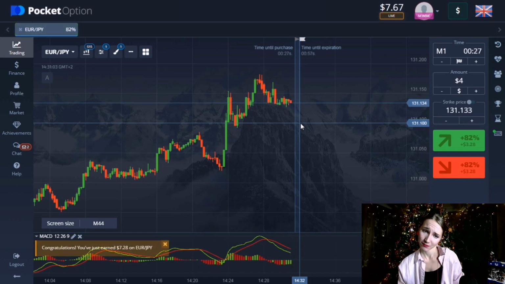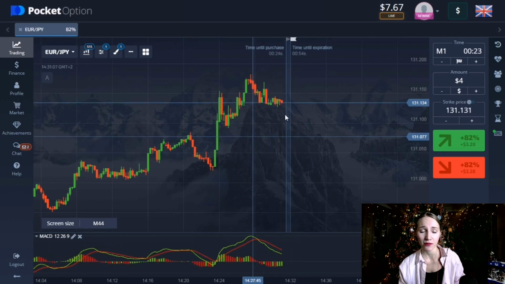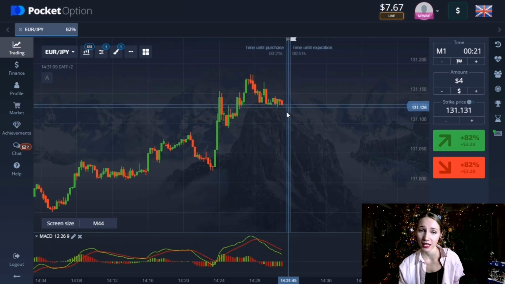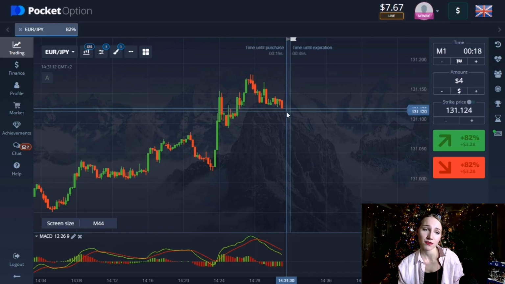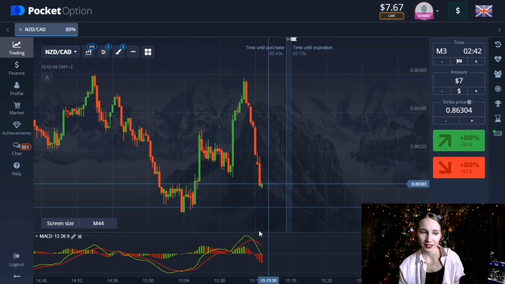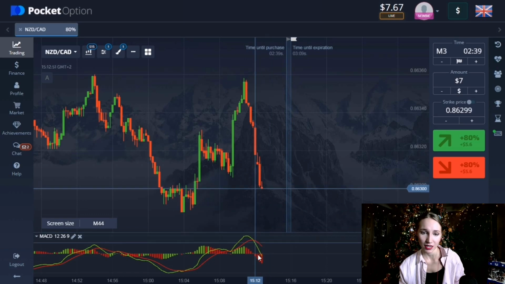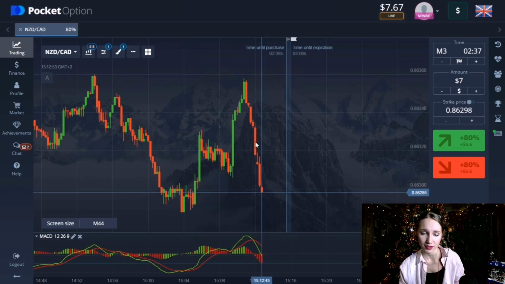Well, I like it, but slowly the price continued moving down and we are getting our profit. 1 minute was enough here, so the indicator showed us the direction of the trend on the price, so we need to continue.